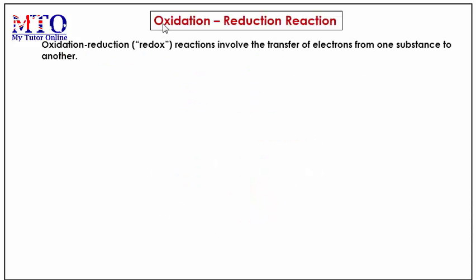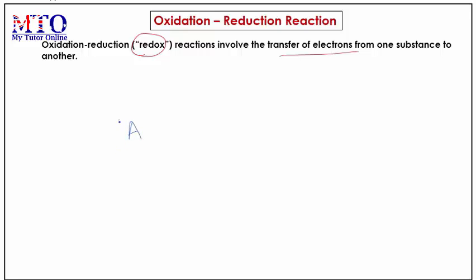This is an introductory lecture about the oxidation reduction reaction. Oxidation reduction reactions are also abbreviated as redox reactions. A quick definition of oxidation reduction or redox reactions is that they involve the transfer of electrons from one substance to another.